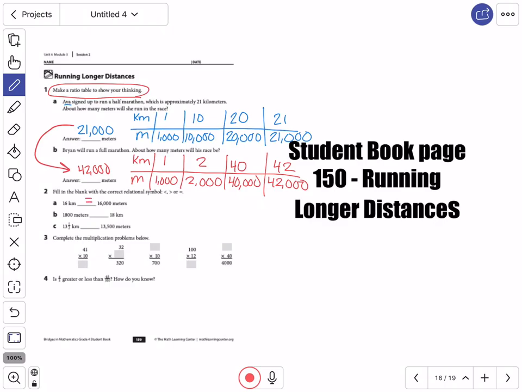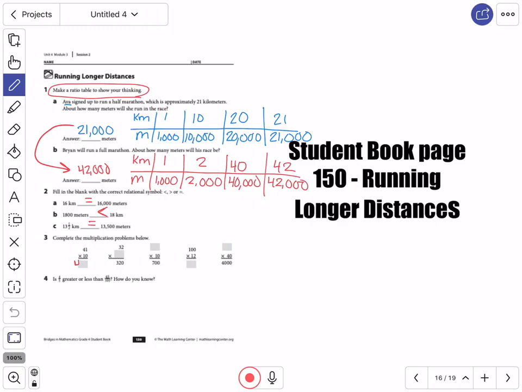Okay? So now it says to fill in the blank with the correct relational symbol, greater than, less than, or equal to. 16 kilometers is equal to 16,000 meters. 1,800 meters and 18 kilometers. 18 kilometers is actually greater than 1,800 meters. And then 13.5 kilometers is equal to 13,500 meters.